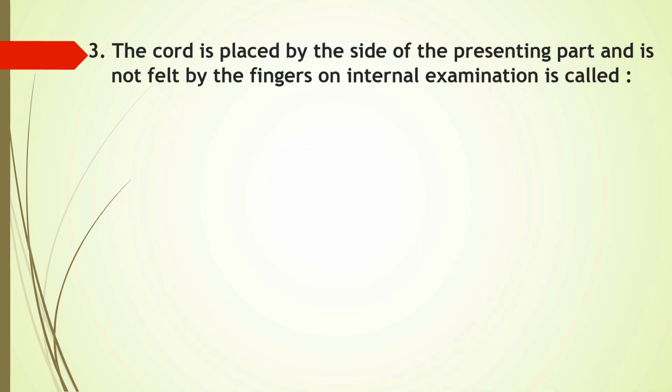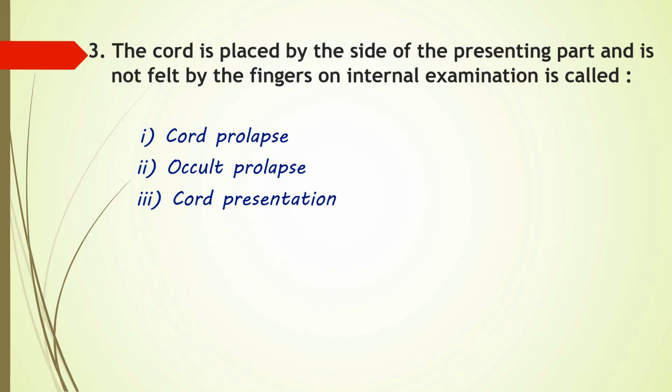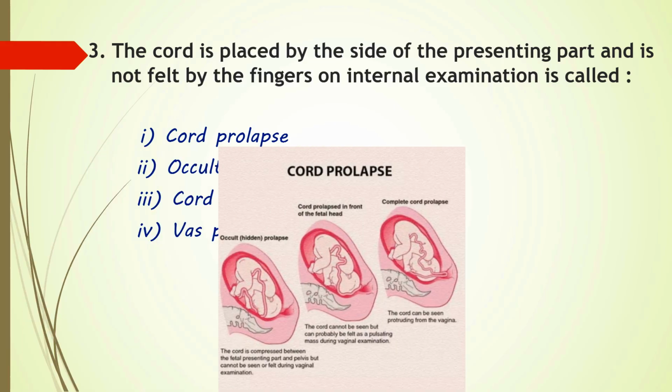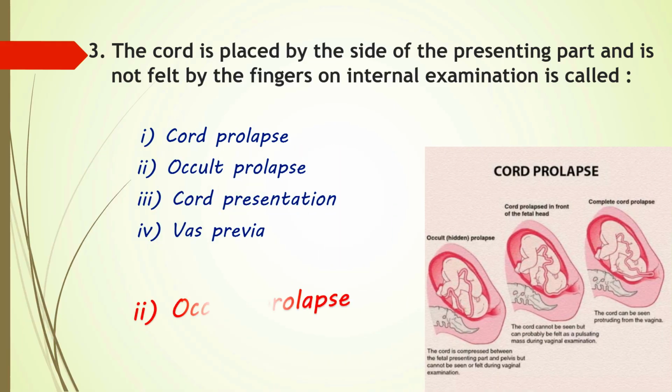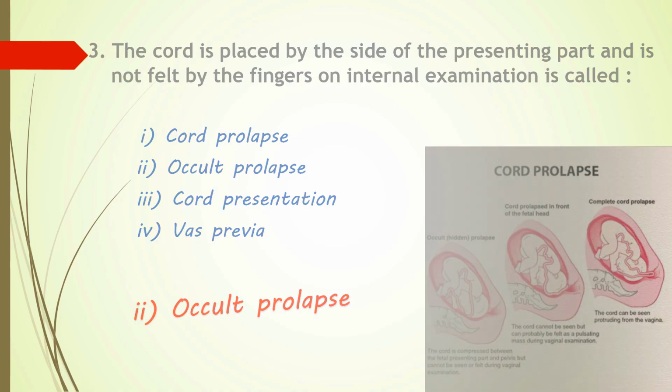Question number 3. The cord is placed by the side of the presenting part and is not felt by the fingers on internal examination is called. Options are cord polyps, occult prolapse, option 3 cord presentation or option 4 vasa previa. When the umbilical cord is placed by the side of the presenting part and you cannot feel it by the fingers on internal examination, it is called occult umbilical cord prolapse. So here option 2 is the correct answer.